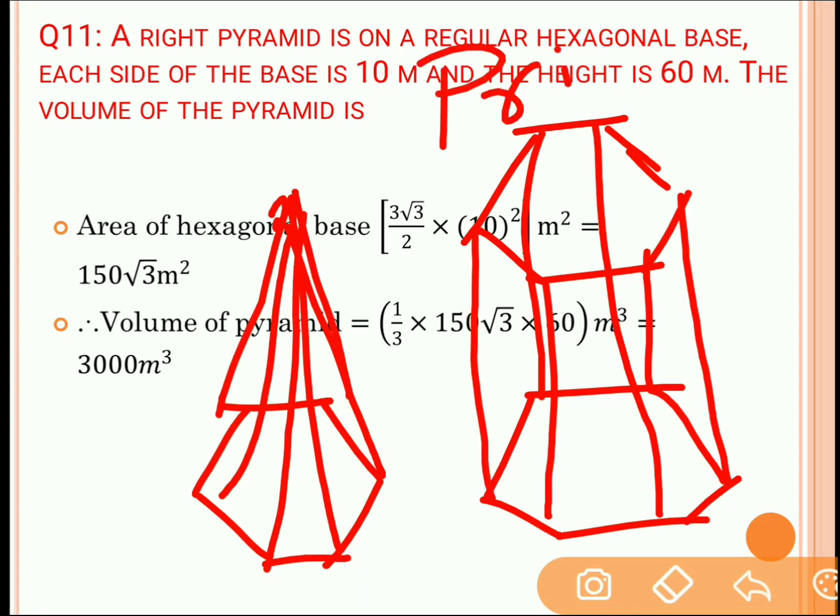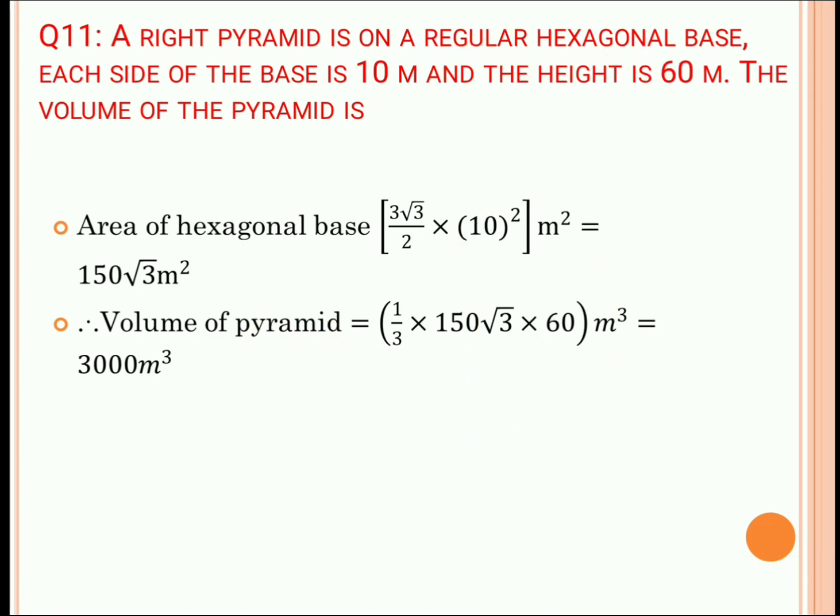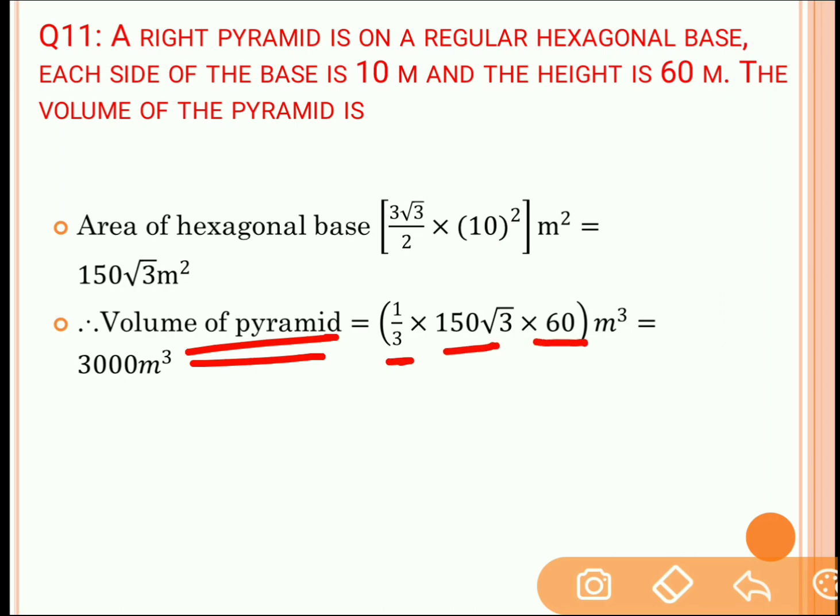So this is a prism which is similar to the cylinder in which top and bottom surface are equal, and this is similar to the conical shape in which at the bottom there is a hexagon and at the top there is an apex point. So you need to remember the volume of a pyramid. For a pyramid, its volume is 1/3 of area into height.